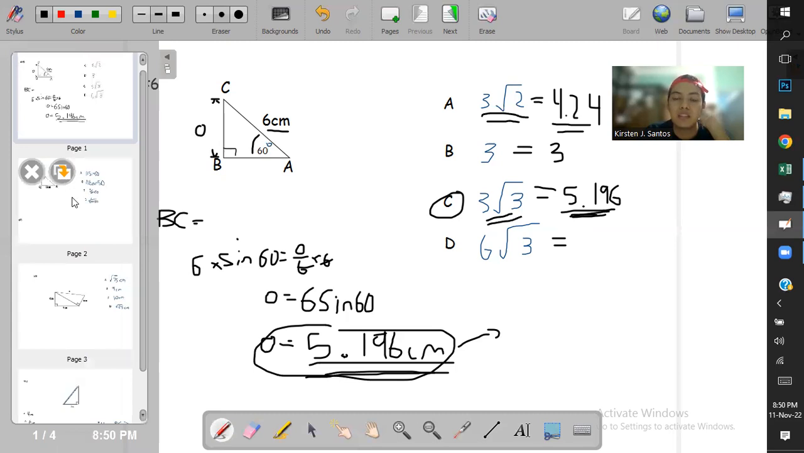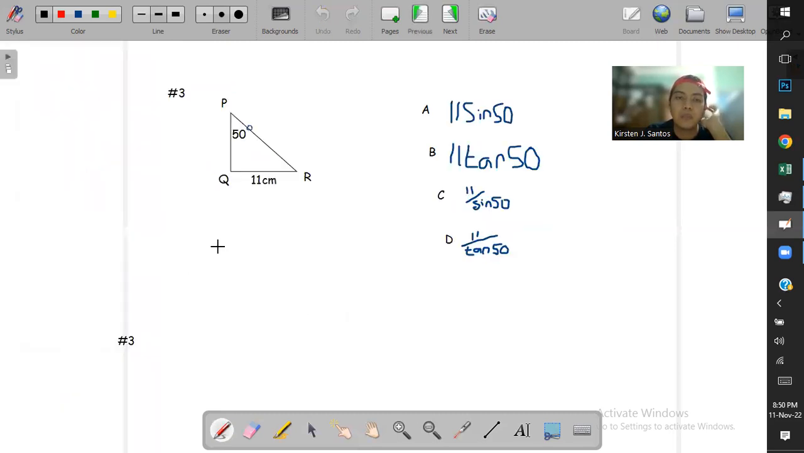Another common mistake was number 3. For number 3, you were asked to find PQ, which is this side over here.